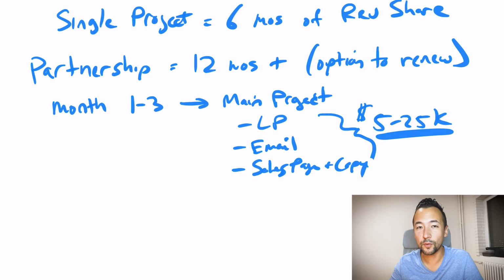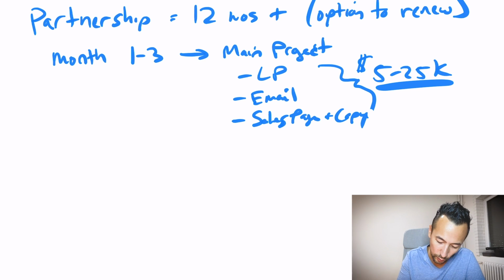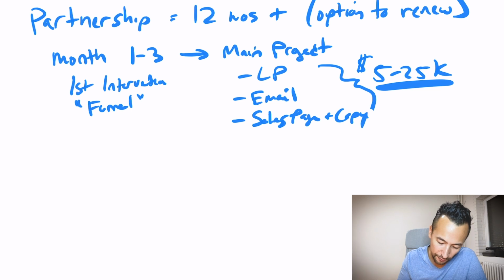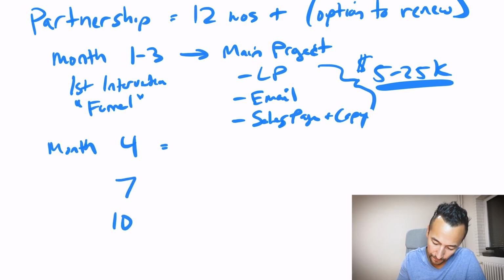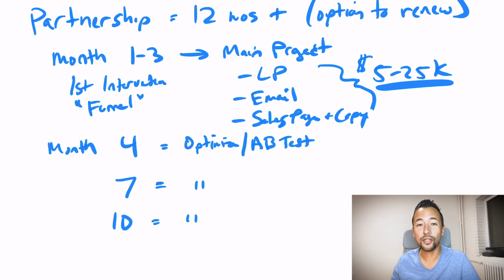What I would recommend with that partnership, like I said, you have month one. I shouldn't have deleted that, but oh well. Month one equals first intervention. Okay, we'll call it funnel. Just call it funnel, okay? But maybe on month 4, month 7, and month 10, so basically every 3 months, you're gonna do some sort of optimization, split test on your work, right? You can use Google Optimize for that, right? And let's just do that every 3 months, and you're gonna make more money.